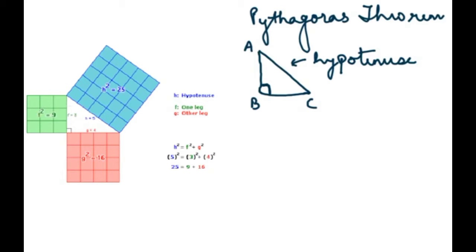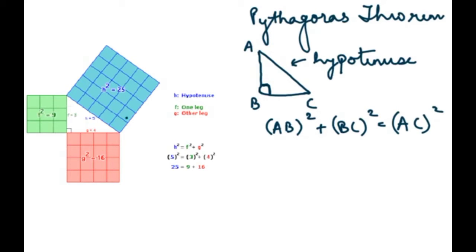So what does Pythagoras theorem say? Pythagoras theorem states that the sum of the squares of the two sides of a right angle triangle is equal to the square of its hypotenuse. That is, if we apply Pythagoras theorem to this triangle, it states that AB square plus BC square is going to be equal to AC square. Now how is this possible? For this we have a proof here. Over here you can see in the figure.